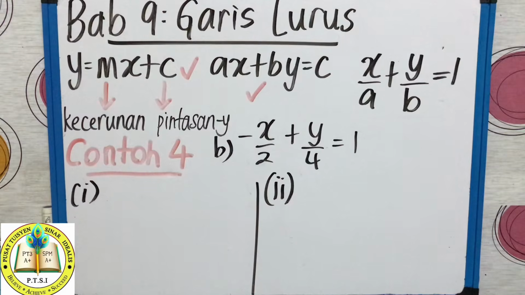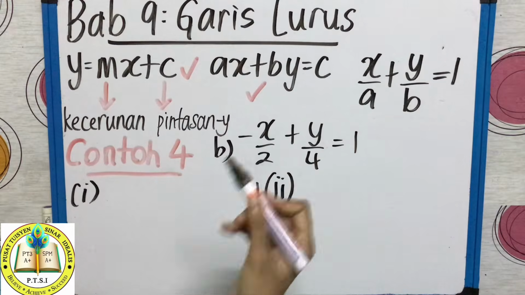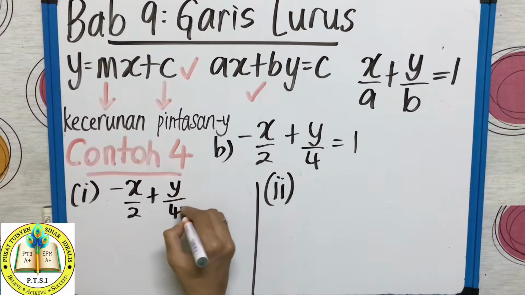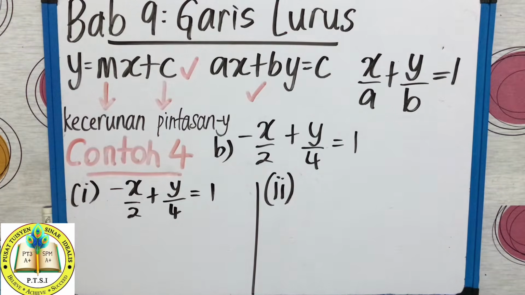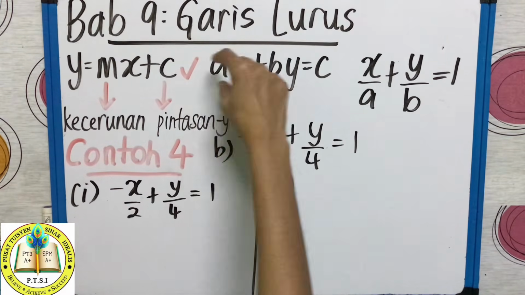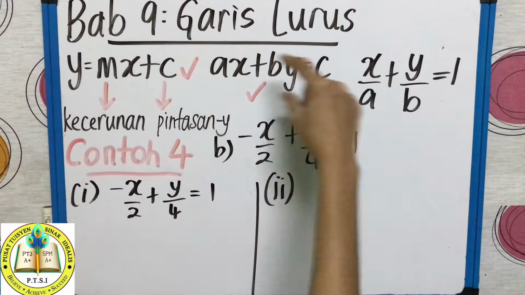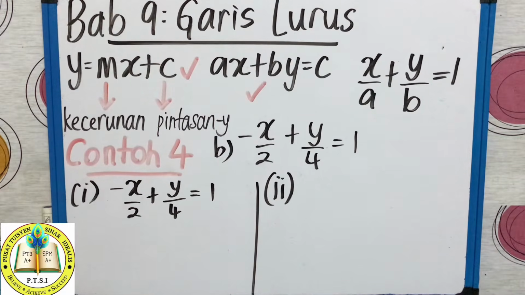ax plus by sama dengan c. Okay, how do you do that? Okay, mula-mula cikgu salin persamaan. Negative x over 2 plus y over 4 equal 1. Okay. Now this is the equation given. Question given. Sekarang persamaan ini kamu mesti tukar kepada bentuk ax plus by equal c. Must be in one row, right? Tapi ini bentuk pecahan, yang ini satu garis sahaja. But this one is in fraction. So how do you change that?